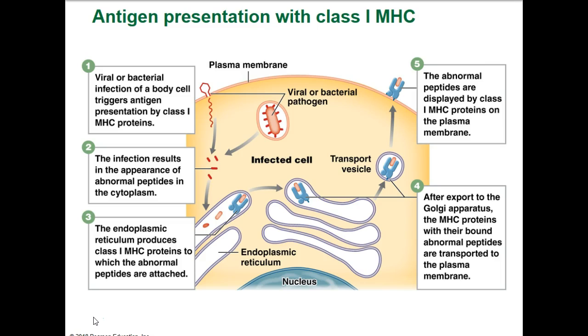Oh, I went the wrong direction, didn't I? Okay. I went 5 before 4. But make sure you see the proper sequence there. It has to be packaged in the Golgi apparatus first, then transported by the vesicle onto the cell membrane and displayed as a class 1 MHC.